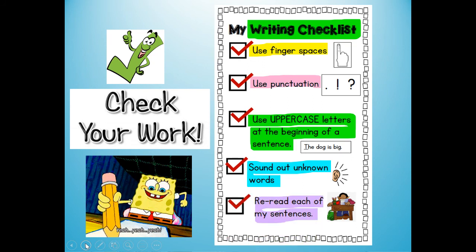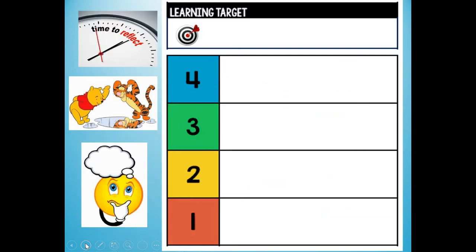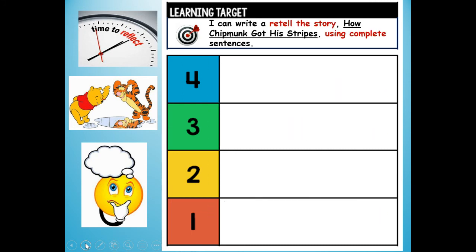So you need to do that now. Make sure you have finger spaces, punctuation, uppercase letters, sound out unknown words, and reread each of your sentences. Push pause and do that. And when you're finished, push play to rejoin the lesson. All right, up at the top of your retell, let's reflect on our learning. I can write a retell of the story, How Chipmunk Got His Stripes, using complete sentences.